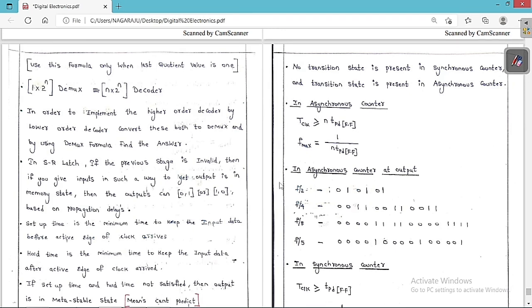No transient state is present in a synchronous counter, whereas the transient state is present in an asynchronous counter. I already told you, the transient state is only present in the asynchronous counter, but it is not present in the synchronous counter.